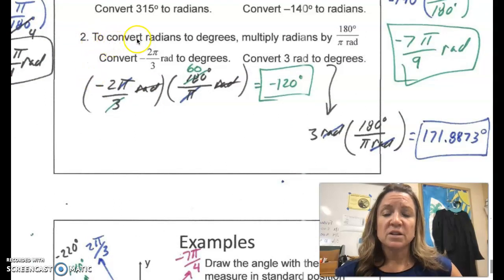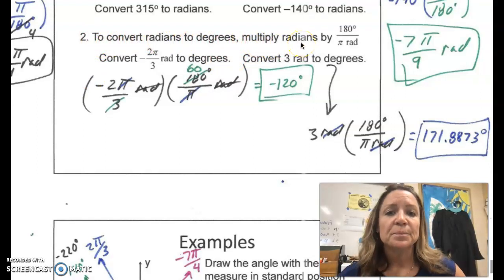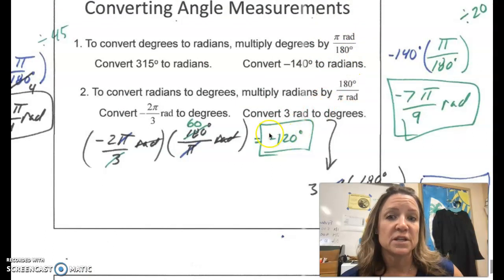All right, now we want to convert radians to degrees. To convert radians to degrees, now we're going to multiply our radians by 180 over pi. So basically the reciprocal of this. Okay.